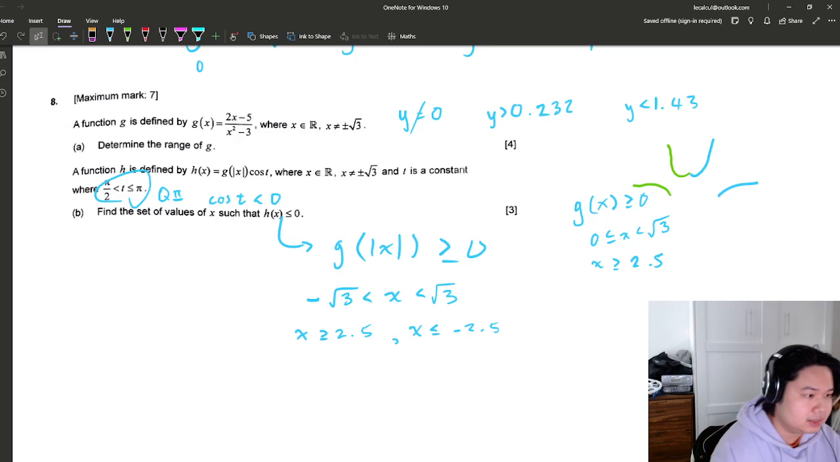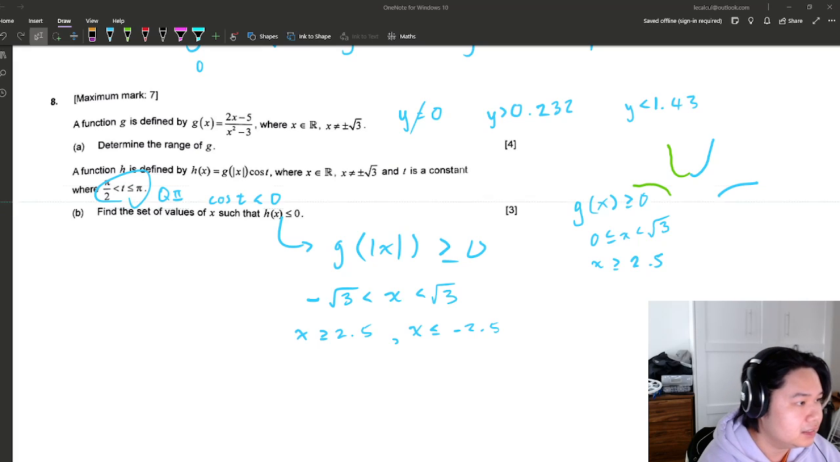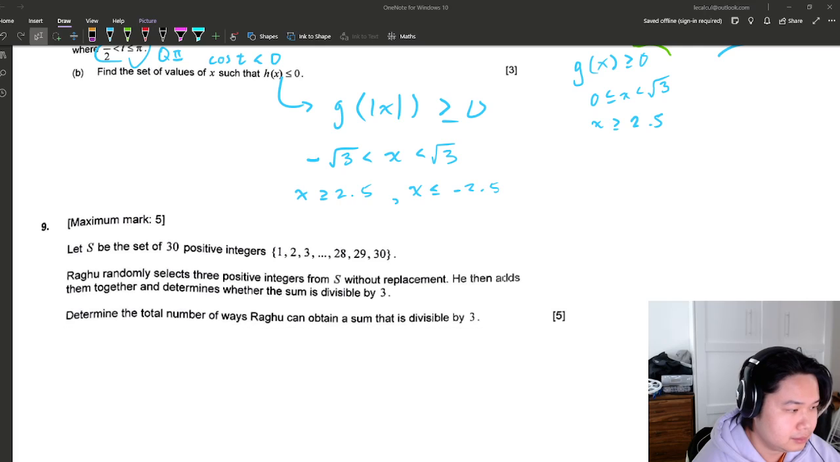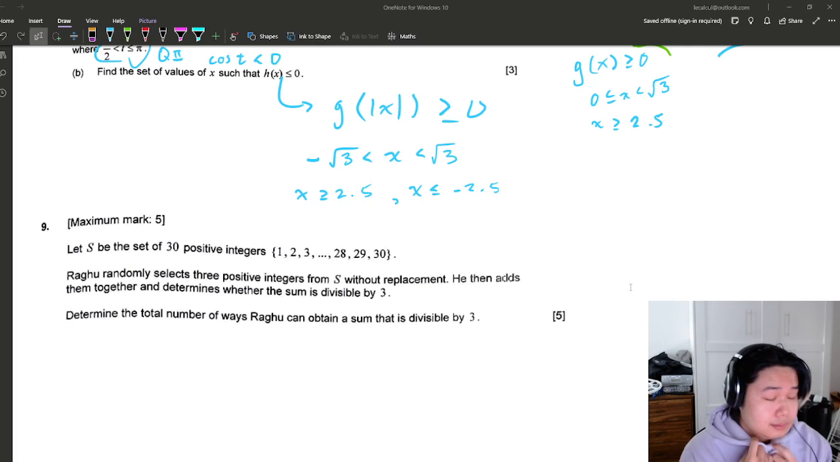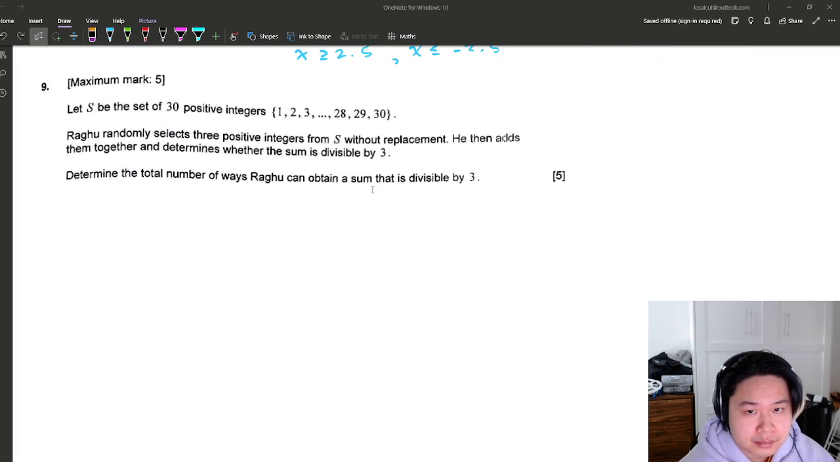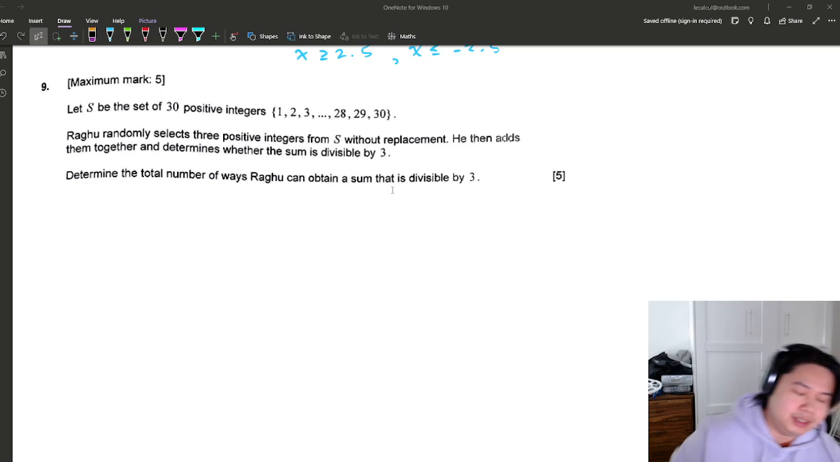But I need to speed along because I'm not even at the long questions yet. Uh-oh. And this one does not look good. I'm going to tell you guys now, I am really bad with combination questions, combinatorics questions. And this one looks really bad because you have 30 integers, you randomly select 3, and then you add them together. And you need to find the probability that when you add them together, find the different number of ways that you can get something that's divisible by 3 when you add them together. And this is only 5 marks.